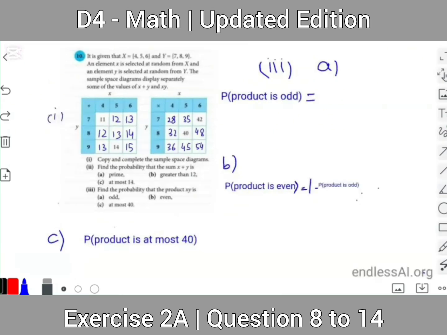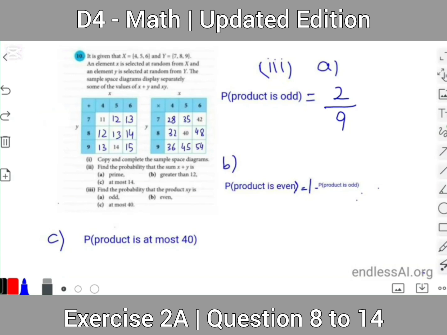Now in part 3, part A, we have to find the probability that the product xy is odd. So we have to see the second sample space diagram, and we have to identify the products that are odd. Here we have 35 and 45 only. So we have only 2 favorable outcomes, and the total number of outcomes is 9, so 2 over 9 is the probability that the product is odd.